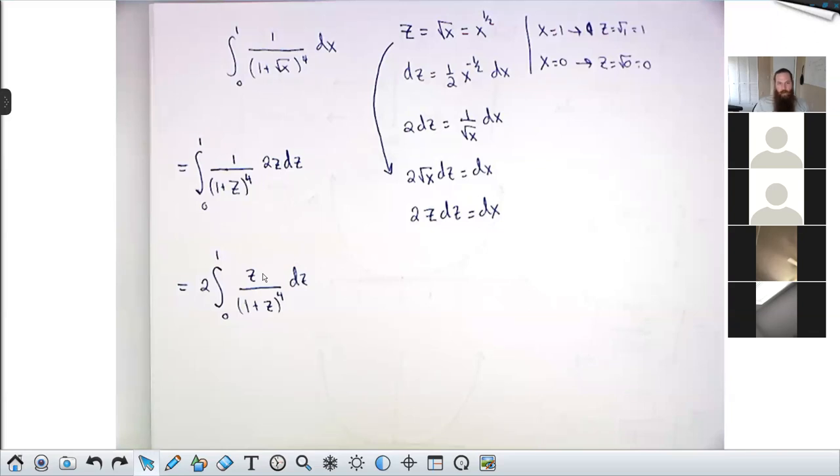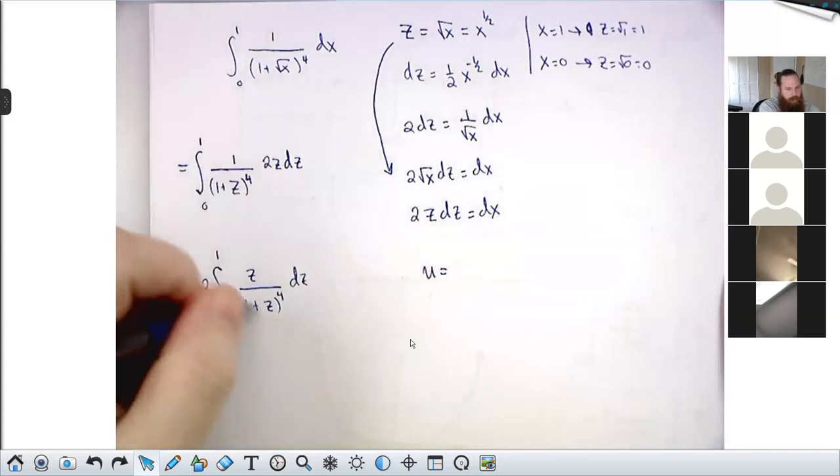Can you make another substitution from here, or should you not do that? No, very good. Yes, that's exactly what we need. What other substitution could we make? I guess u equals 1 plus z. Good, beautiful.